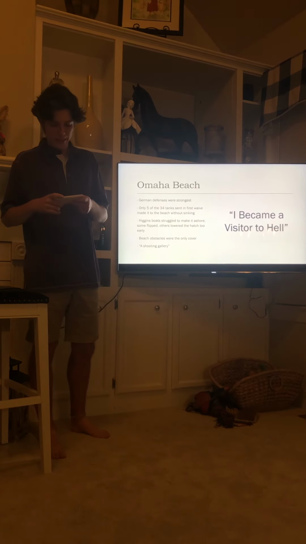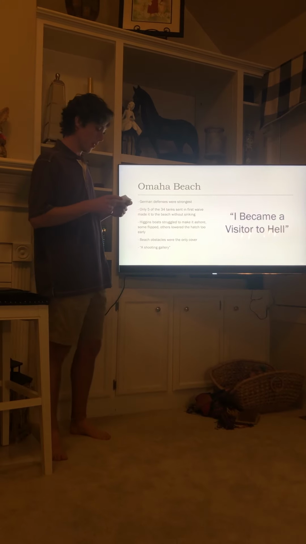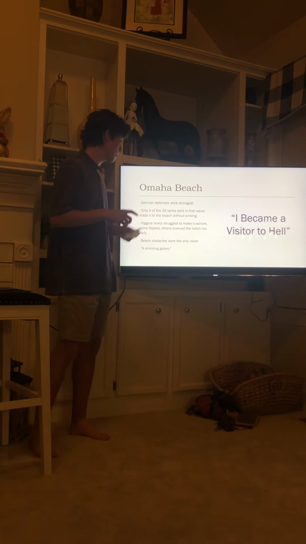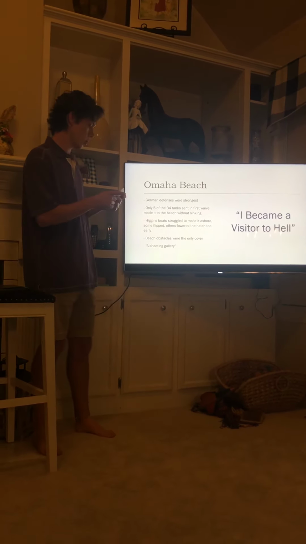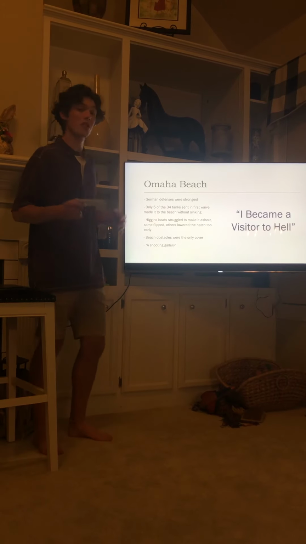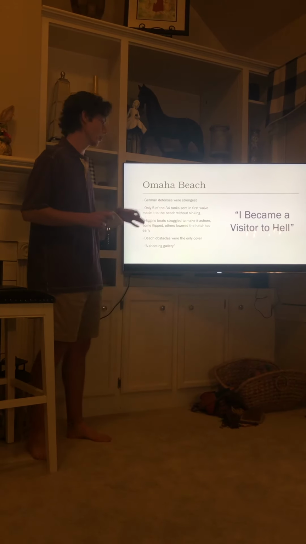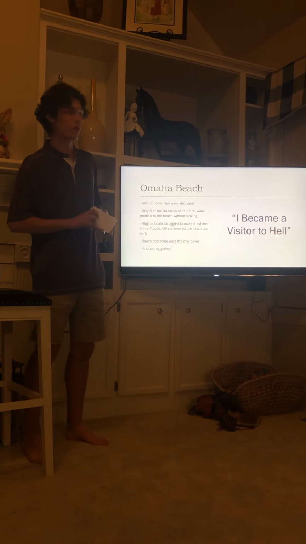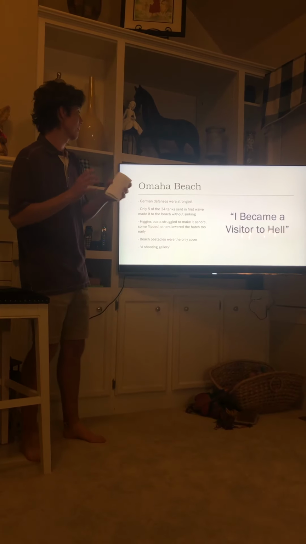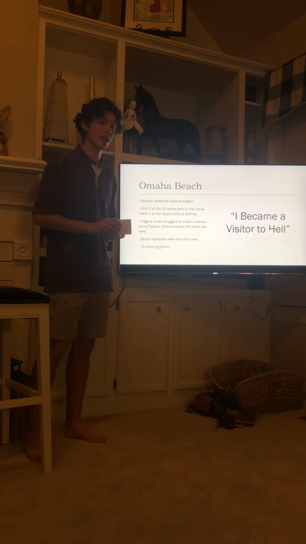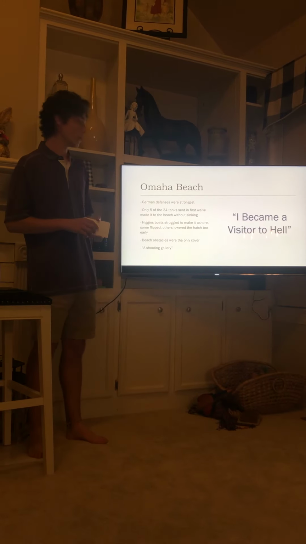Omaha Beach did not have it like the others. There, the German defenses were the strongest. To make matters worse, only 5 of the 34 tanks that were planning on using their amphibious ways of getting to the beach actually made it. Many of them sank due to the high waves and the deep waters.